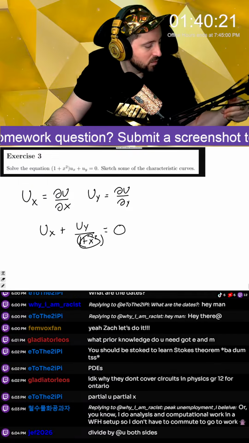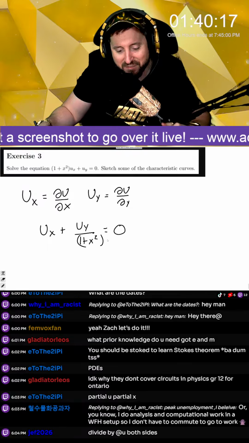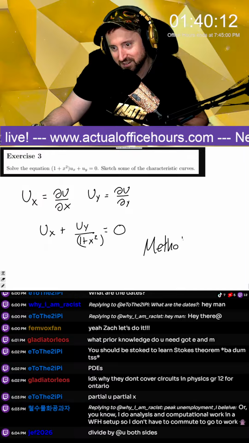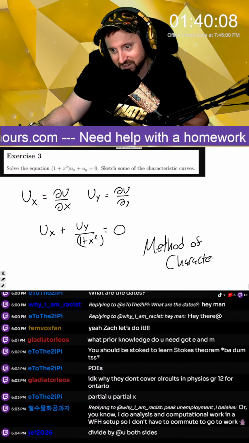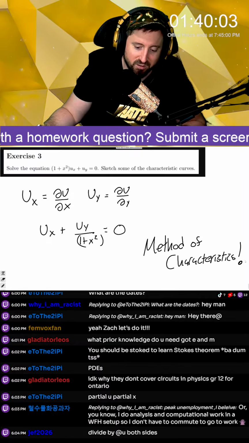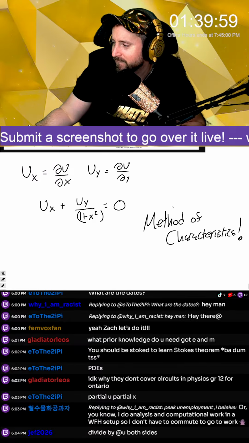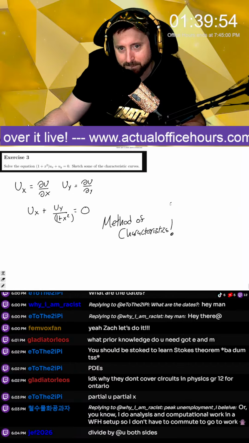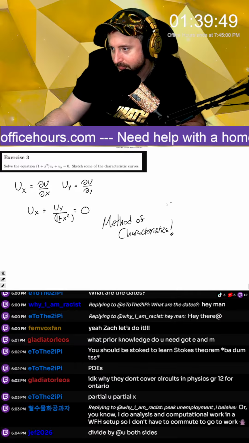Now what we do is called the method of characteristics. A lot of PDE is just simplifying the PDE into something that we know how to do, like an ODE. What the method of characteristics basically says is that we have characteristic lines, and along those lines it's just an ODE, and we can solve it that way.